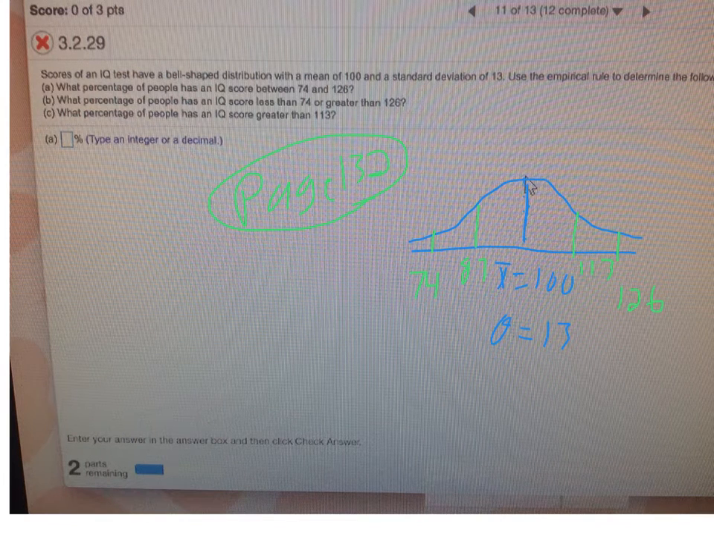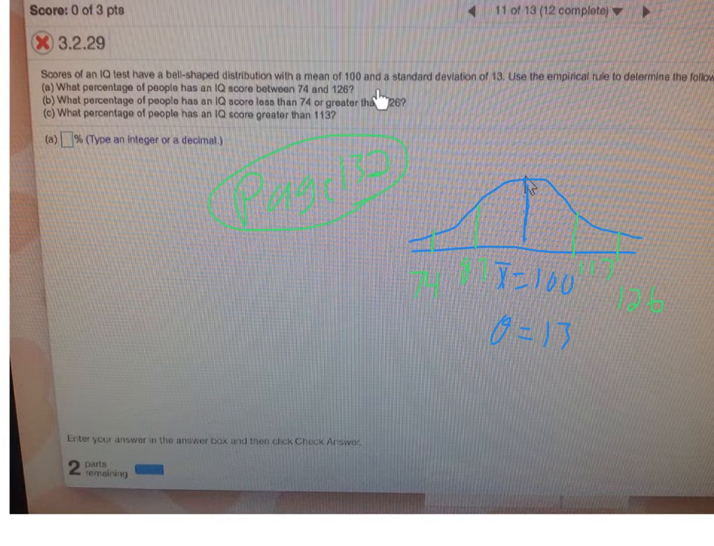I received your question here. Scores of an IQ must have a bell-shaped distribution with a mean of 100, standard deviation of 13. So here I am trying to draw that picture. They say it's bell-shaped. The mean is 100 and standard deviation is 13. Use the empirical rule to determine the following.